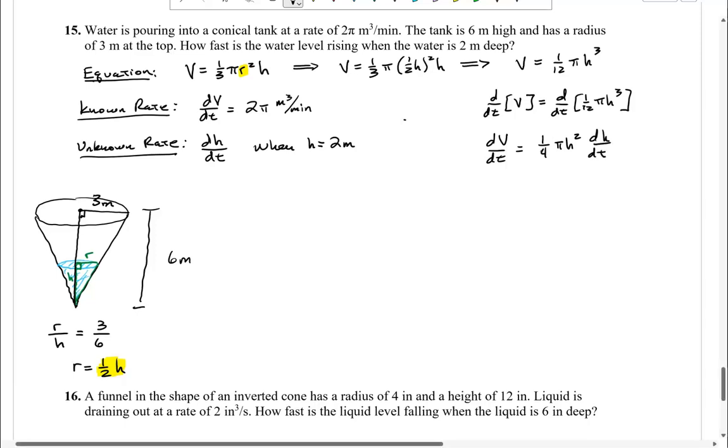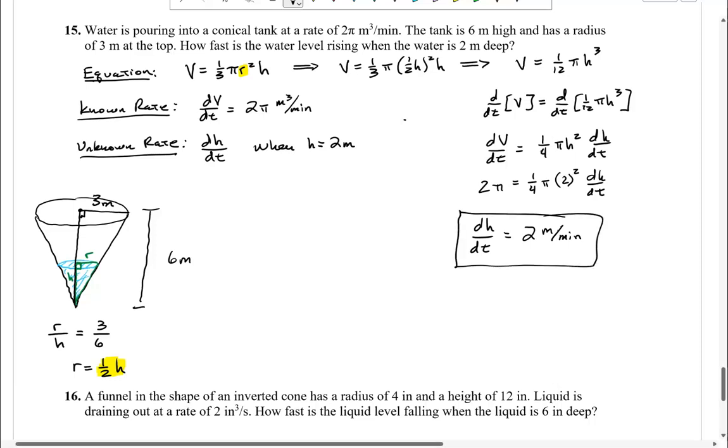Now we plug in what we know. We have dV/dt is 2 pi. We have h is 2. Simplifying this down and isolating dh/dt, we get 2. And this is a rate of change in the height, which is measured in meters, and the time is per minute. So there is our final result. Go ahead and do number 16.